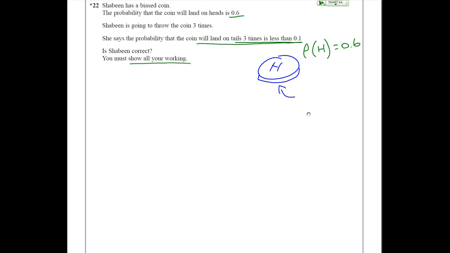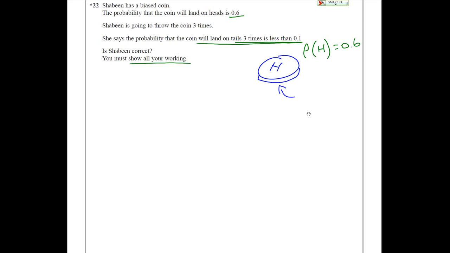Shabin has a biased coin. The probability that the coin will land on heads, instead of drawing a head, let's just put H, is 0.6. So let's write that down. Probability of getting a head is 0.6. Shabin is going to throw the coin 3 times. She says the probability that the coin will land on tails 3 times is less than 0.1. Is Shabin correct? Show all of your working.